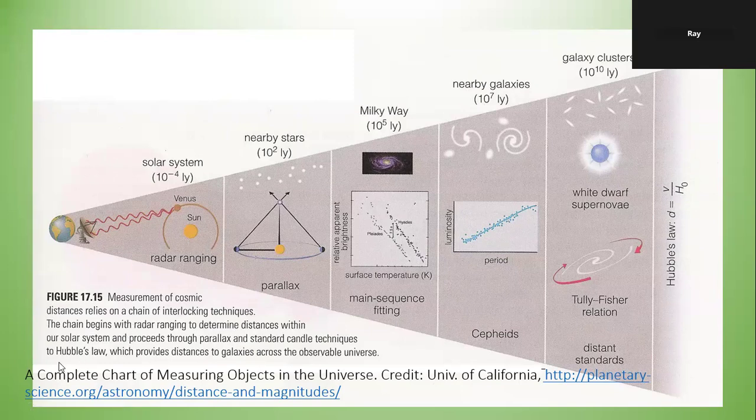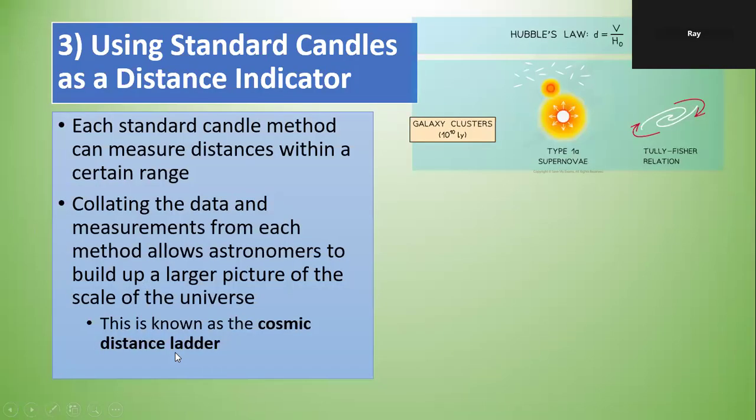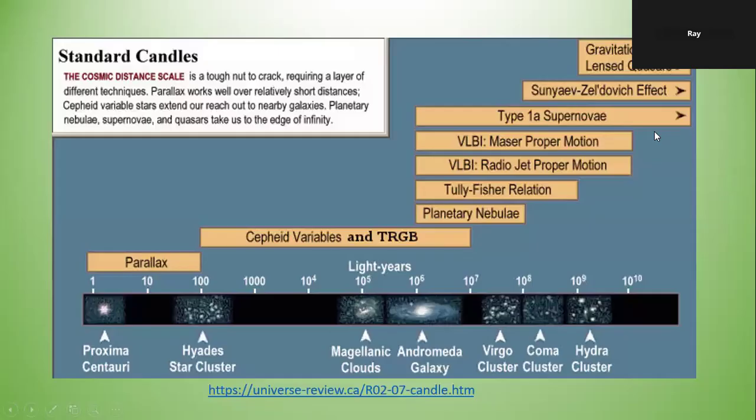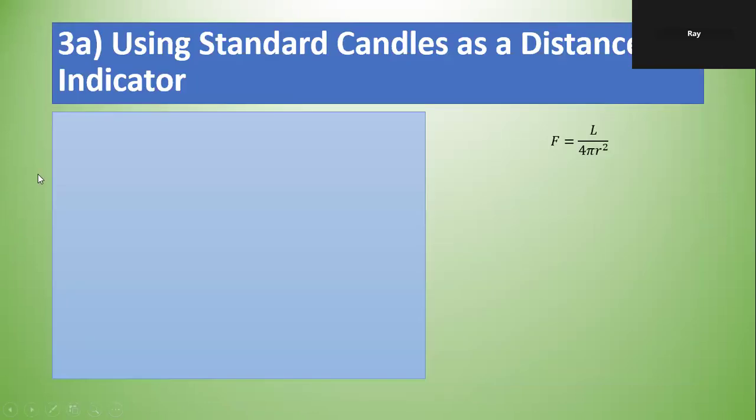What we call cosmic distance ladder. Different method and limitation. So we build up a picture from different method of measuring the distance. Right? These are different standard candle, just for info only, don't bother about that. Using standard candle as a distance indicator, you just use this formula. Radiant flux intensity.